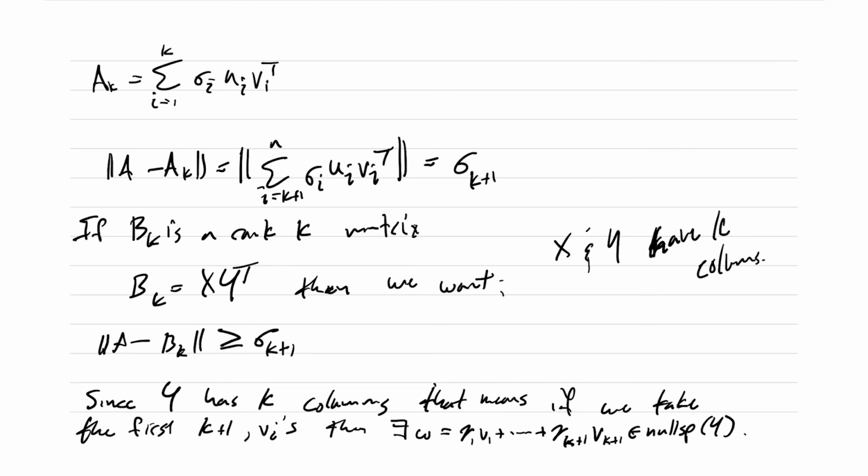The rank of Y is going to be k, and so that basically means that if we take a look at the span of the v_i's, which has dimension k plus 1, there has to be at least one direction that we can go in that's going to be in the null space of Y. All right, so again, this is the rank-nullity theorem. Okay, and I'm also going to assume that W is of norm 1, just like we talked about before.